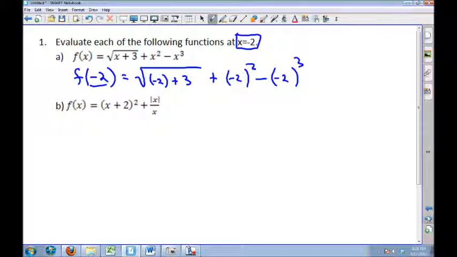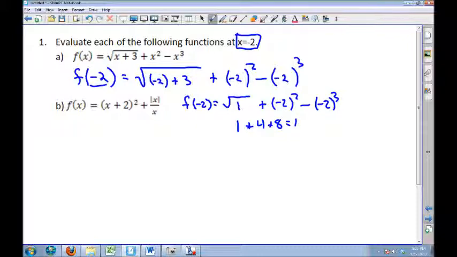When I do this out, I end up with f of -2 is equal to the square root of 1 plus -2 squared minus -2 cubed. Well, the square root of 1 is 1. -2 squared is 4. And -2 cubed is -8, times -1 is plus 8. Altogether, this gives me 1 plus 4 is 5, plus 8 is 13. So f of -2 is going to be 13.